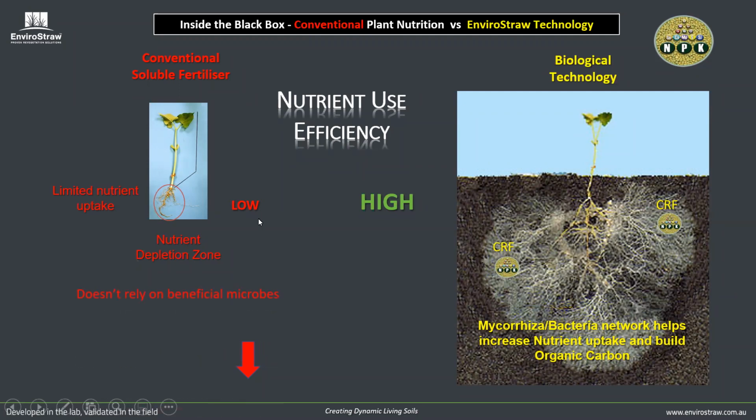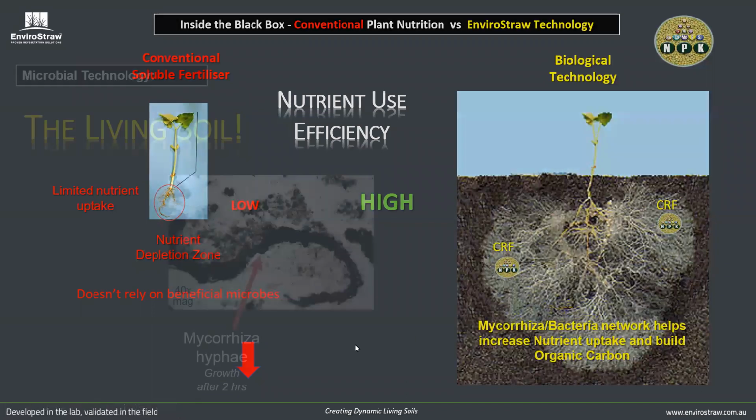Whereas over here in the conventional system, it relies on its root system, doesn't rely on beneficial microbes. So we might get a few microbes, particularly bacterial dominance in the root, but they don't start to spread out into this much wider area and into this laid down organic carbon.